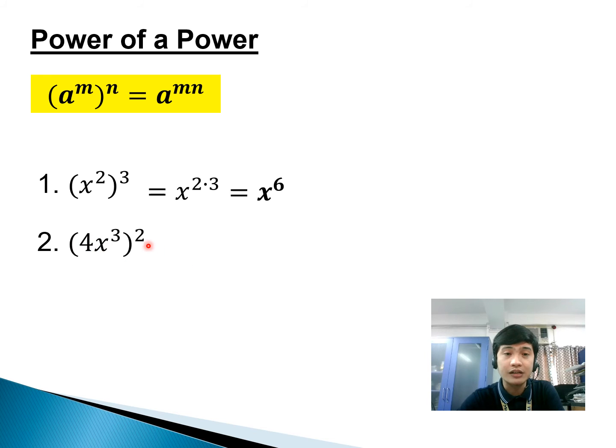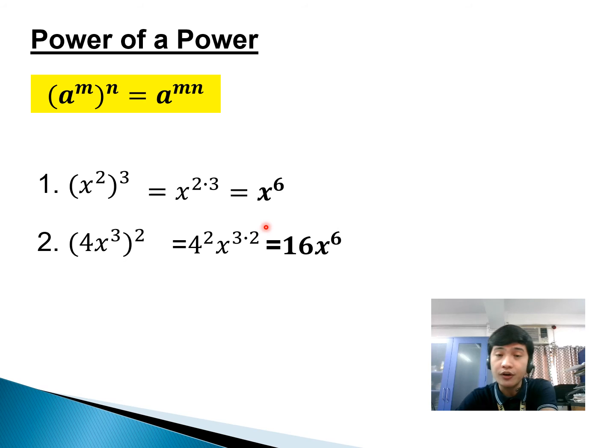4x cubed quantity raised to the second power, pagka ganyan po, we just simply distribute 2 to 4. So 4 raised to the second power na siya. And then x cubed magiging x raised to 3 times 2. Ito po ay application mismo nung nangyari kay number 1, na minultiply natin yung exponent na 3 with 2. So 2 dinistribute dito sa 4 raised to the second power na siya, and then x cubed dinistribute natin yung 2 dito, so you have x raised to 3 times 2.